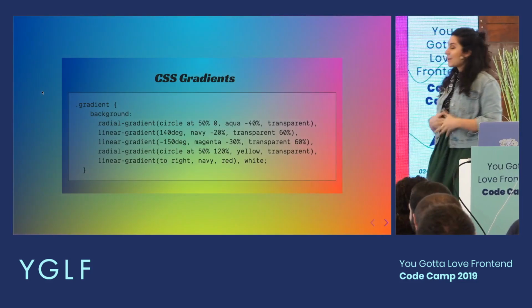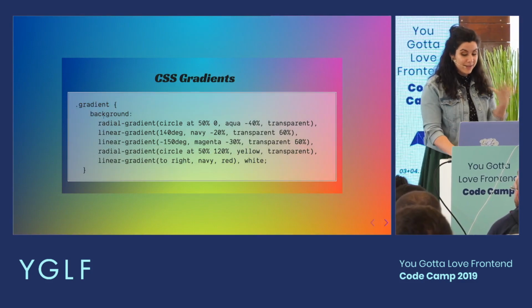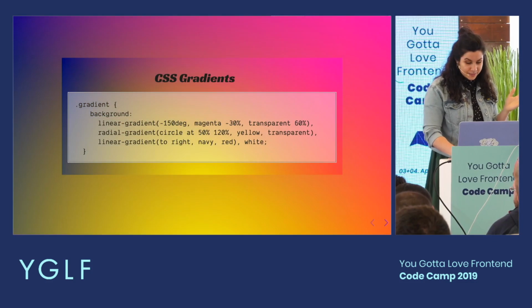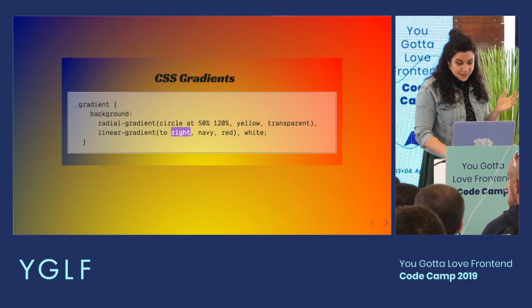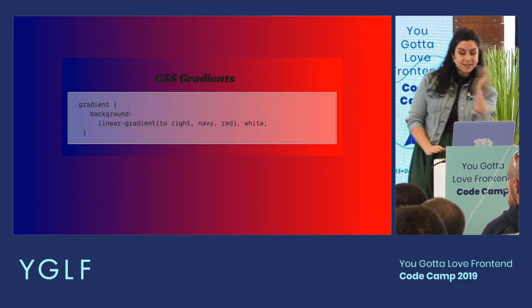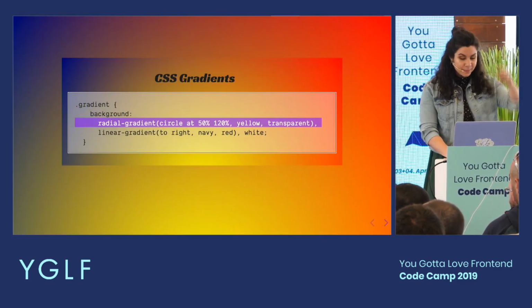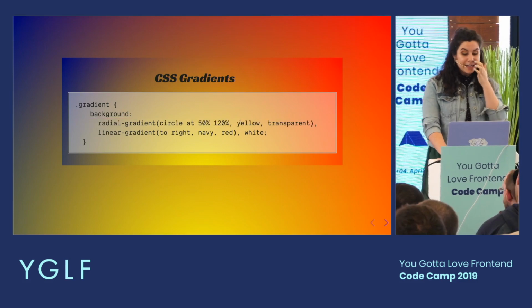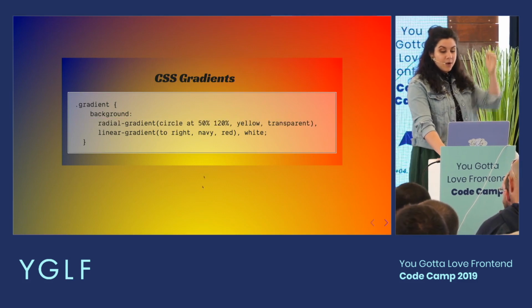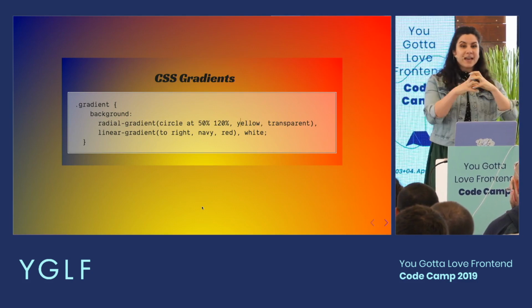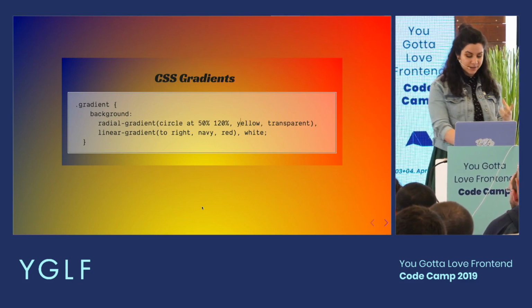Gradients are really cool, and gradients are something that we can write in CSS now. I can break this up and show you how this background is built. It starts with a gradient that goes from right to left, navy to red. And then on top of that, I'm layering a circle, and I can position that circle to be 50%, 120%, which is centered and then off-center from the bottom, from yellow to transparent, so it's blending into the rest of the gradient.